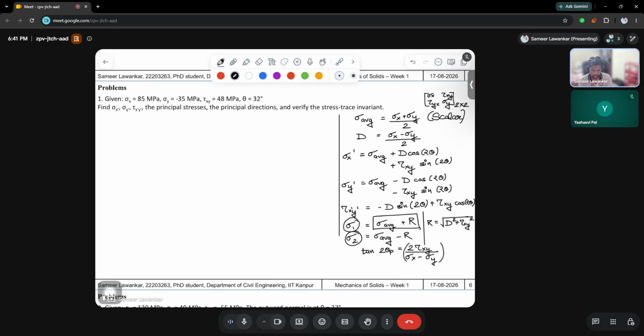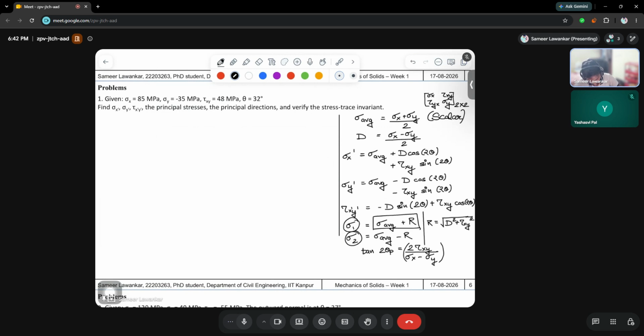We'll try to strengthen our numerical and calculation portion, and try to understand what is actually happening: what is sigma x dash, why we are trying to put it at some orientation, what will actually happen, and so on. Okay, let's start with the first question and then we can solve further questions.